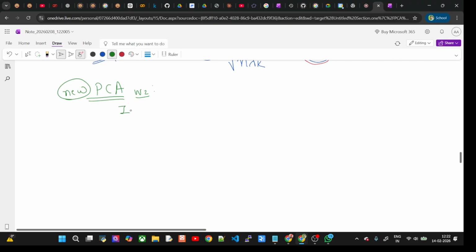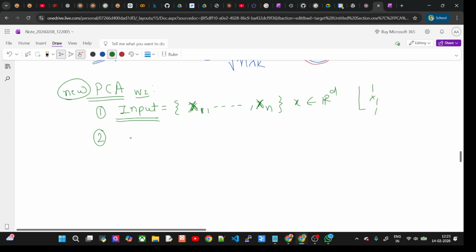You have the input. What are the inputs? You have x1 till xn, where x belongs to R^d, okay. Since they are already d-dimensional vectors, instead of saying small x, I say capital X. Now you have these input vectors. This is step number 1, you already got that. Number 2, you do the mean calculation and subtraction of the mean, okay.